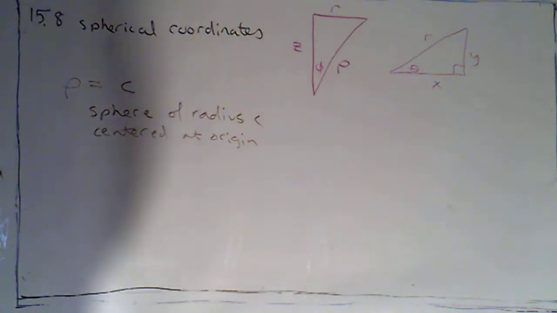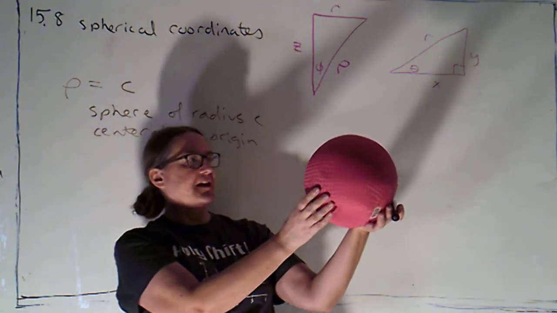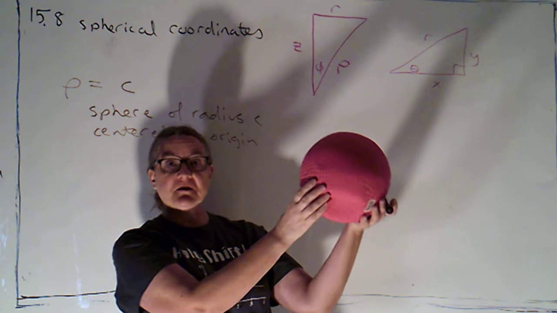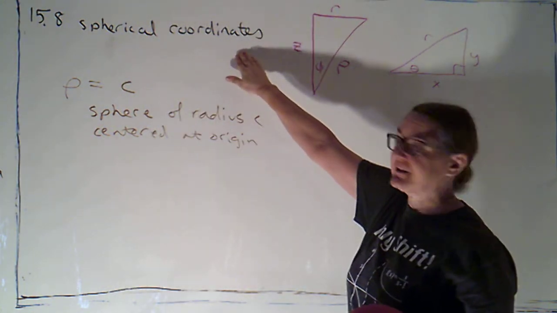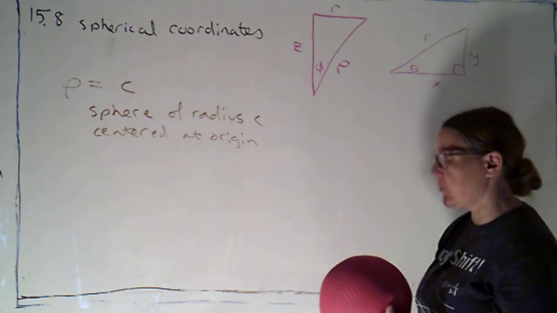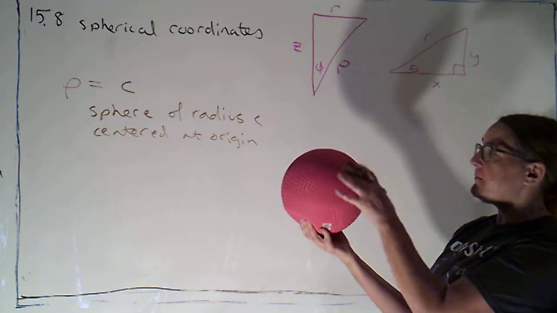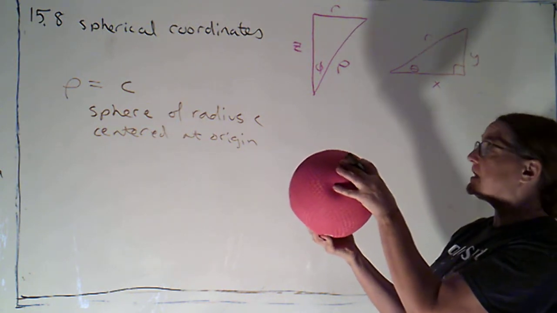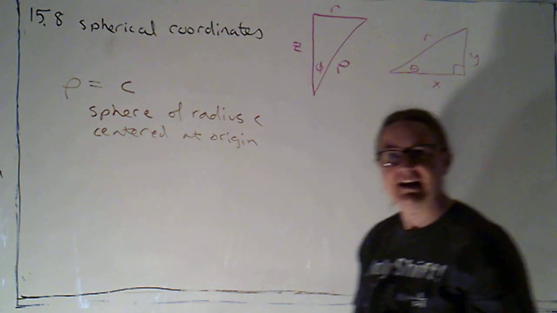So if rho is constant, this is the constant surface that we're going to get. We're going to have a lovely sphere. And that's actually why this is called spherical coordinates. The rho value essentially tells me, if I know the rho value of a point is 2, and this is the sphere of radius 2, that tells me my point is somewhere on this sphere. To narrow down exactly where it is, I need to know my theta and my phi.